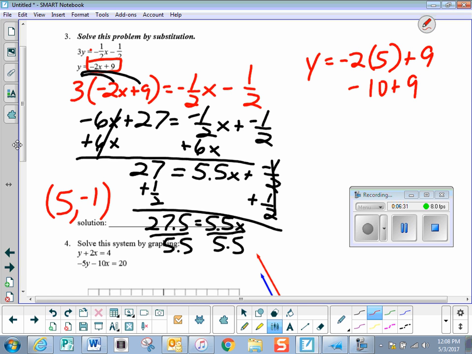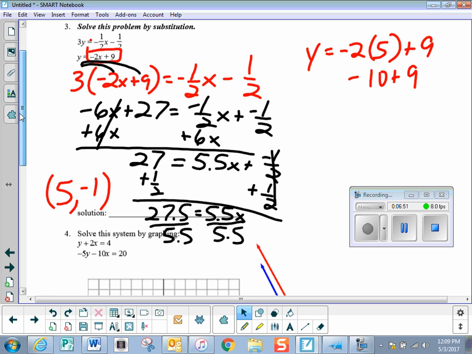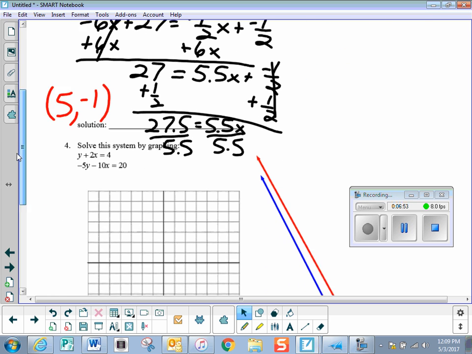Are we good? Everybody get a chance to copy that down? I copied this. Yes. Trying to go at a good pace, so everybody has time. No excuses. Okay. Everybody good? All right.